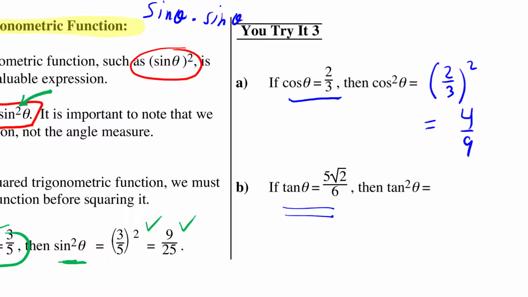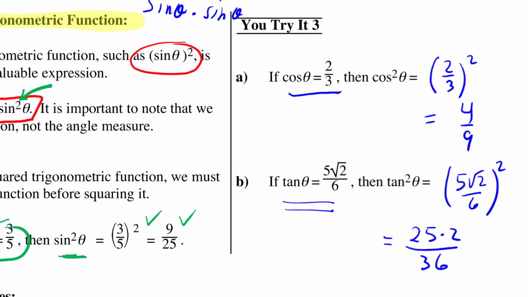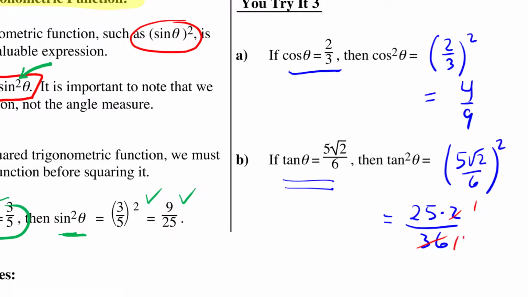A little more challenging is when we've got a square root. So tangent theta is 5 square root of 2 over 6. When we square it, we square everything. And that means we'll square the 5 and get 25. Square the square root of 2, we get 2. And square the 6, we get 36. We can divide out 2 from the 2 and 36, get 1/18. And that becomes 25/18.